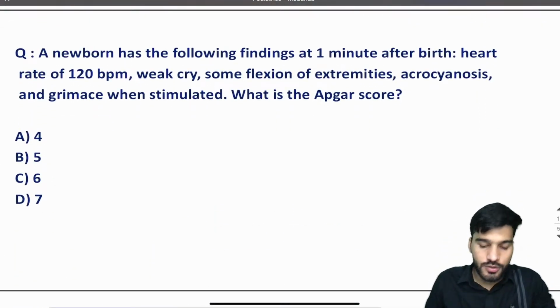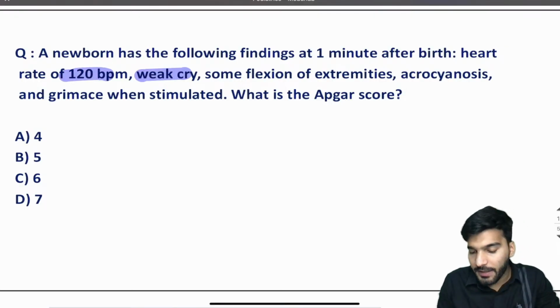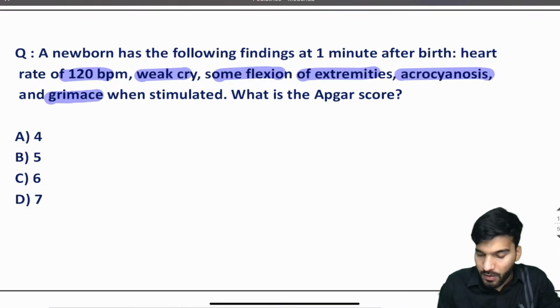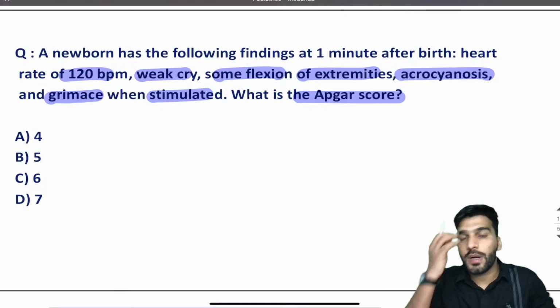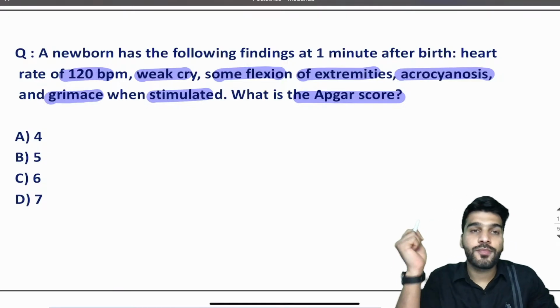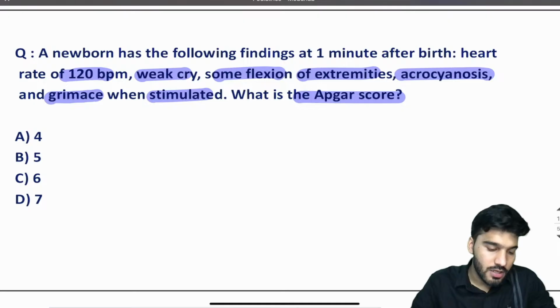Okay, let's move to the next question guys. A newborn has the following findings at 1 minute after birth: heart rate of 120 beats per minute, weak cry, some flexion of extremities, acrocyanosis, and grimace when stimulated. What is the Apgar score? Now tell me in the comment section guys, what is the Apgar score for the patient? Okay, the heart rate is 120 beats per minute, along with the weak cry, some flexion of the extremities, acrocyanosis and grimace when stimulated. So tell me what exactly is the Apgar score.